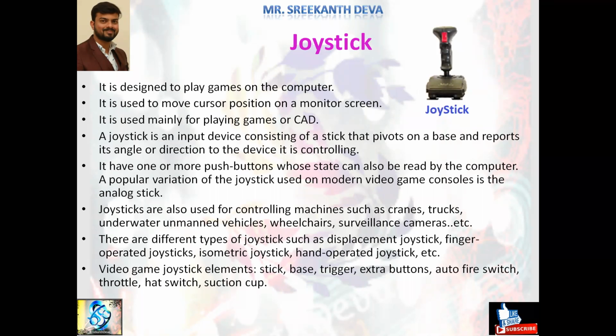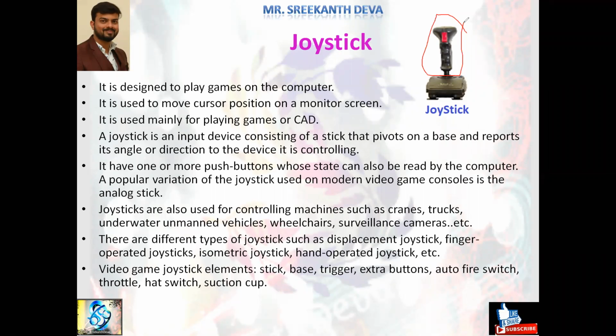See, next we go with the joystick. What is this joystick? Joystick is another pointing device that has been designed to play games on the computer. It is used to move the cursor position on a monitor screen. It consists of a small vertical lever called a stick. So you can see here, it looks like one stick is there, right? Yes. So it consists of a small vertical stick mounted on the base, that is used to steer the screen cursor around.